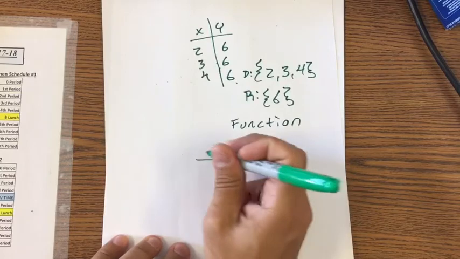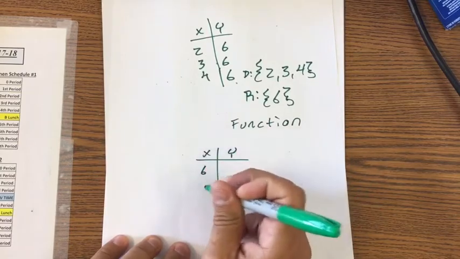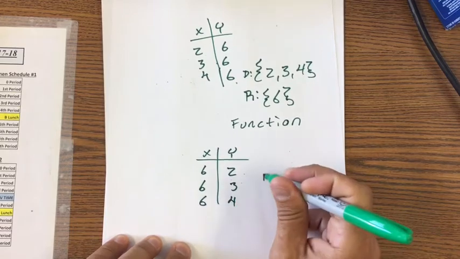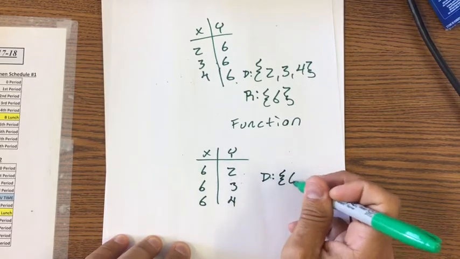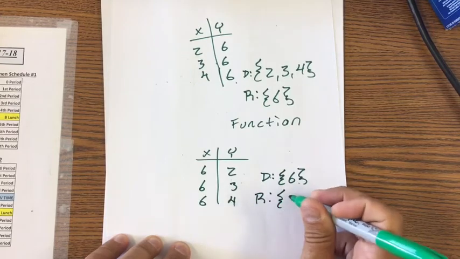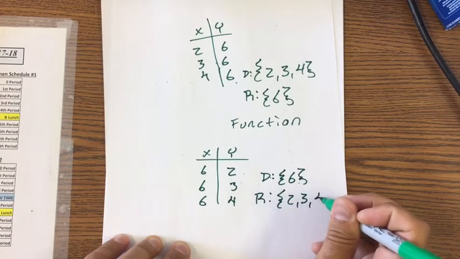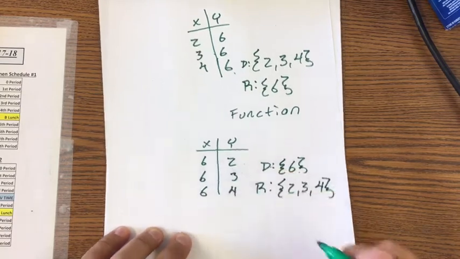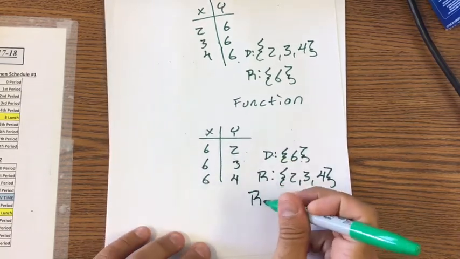Now if it was the other way around, domain this time is just 6. Range this time is 2, 3, 4. But because this x repeats with multiple outputs, this is a relation and not a function.